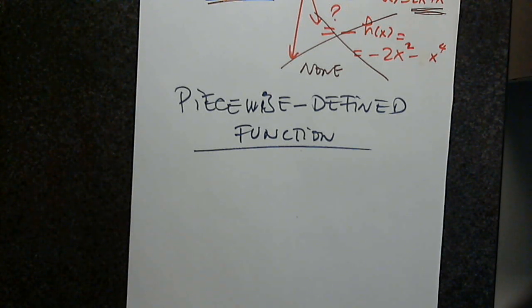A different function for different pieces of x or the x-axis. Okay? So here's an example. We're asked to graph it. Please choose, if you'd like, from 59 through 70.